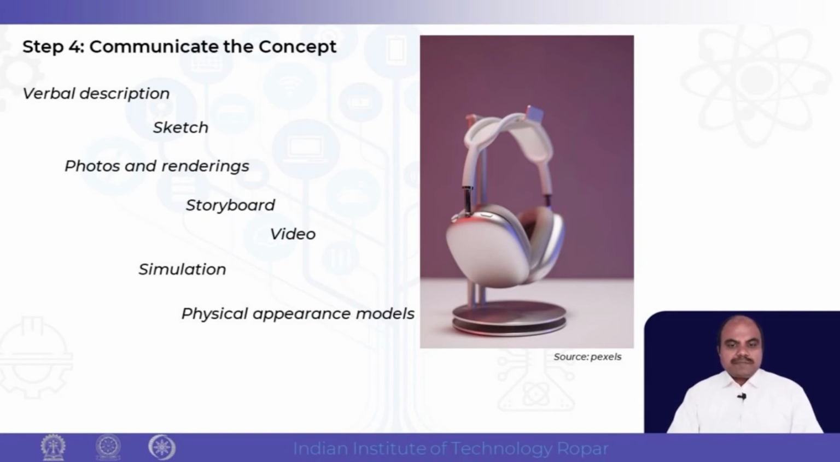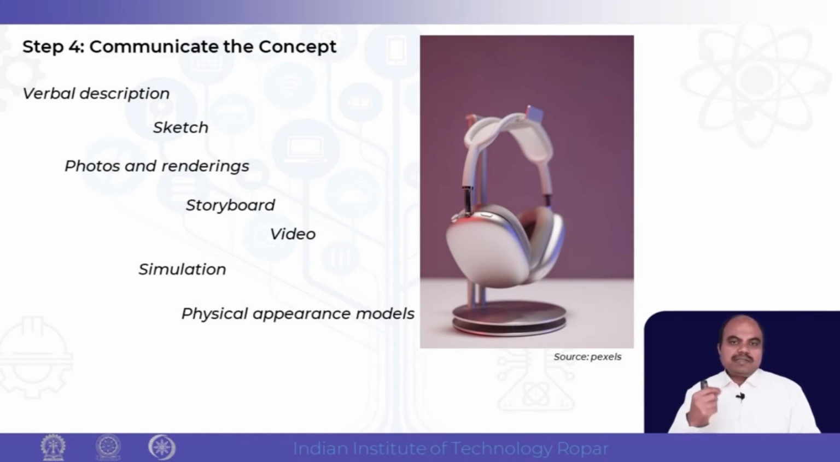Then physical appearance models. A physical appearance model means you can physically make a product. You can use 3D printing or any other printing method or any other manufacturing method and make the product. You can make it a dummy or an actual working prototype. So for the headphone, you can make one or a few of the products, put it on the user's head, and they can use the product and see how it is working.